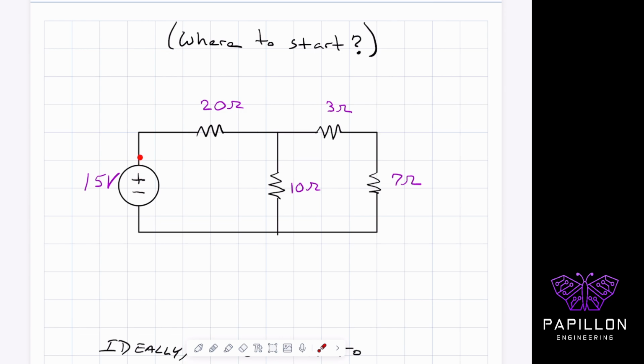Your charge leaves the positive end, it gets here, it goes across the 20 ohms, and it reaches this junction point. It's a split. It's like a divider in the road. At that divider, some of the charge is going to go this way, and some of that charge is going to go that way. Okay, so it's a junction.